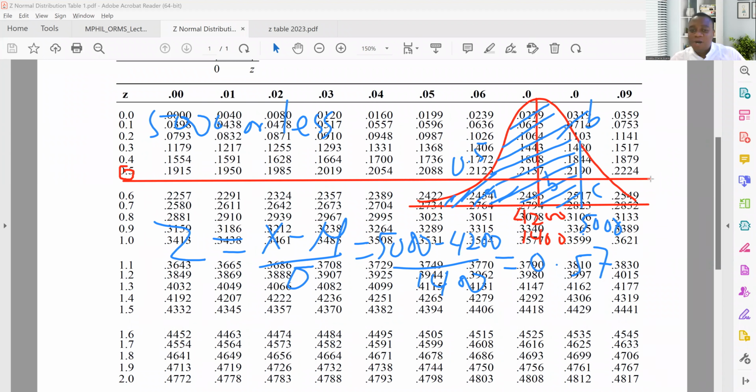You didn't have your own table. You're only focusing on mine, eh? I posted the table. So you go to the 0.7 part. The answer should be 0.2157. Yeah, excellent. So you can see.